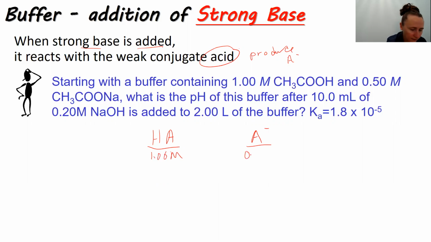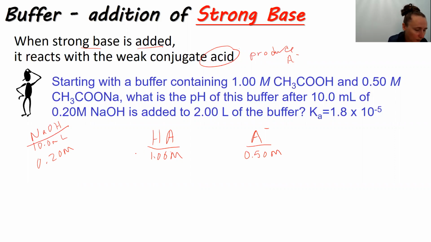All right, so we're starting with a buffer containing 1 molar of the acetic acid and 0.5 molar of the conjugate weak base. What is the pH of this buffer after 10 mL of 0.2 molar sodium hydroxide? All right, so let's write that over here. We have 10 mL of 0.20 molar sodium hydroxide added to 2 liters of the buffer.